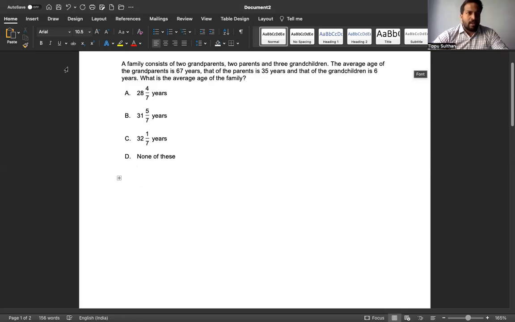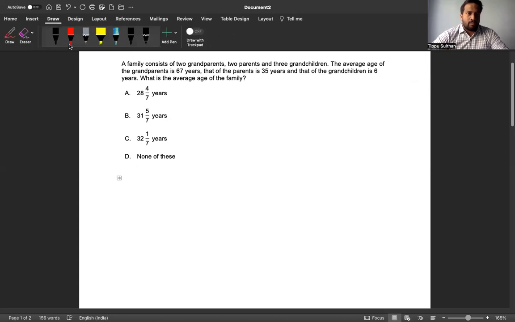Yes. So can somebody read the question for me? Oh, I'm sorry, I cannot hear you, but still I can hear it in your heart. Just read it in your mind, my dear friends. A family consists of 2 grandparents, 2 parents, 3 children, 3 grandchildren. The average age of the grandparents is 67 years. He has given all the average ages of all the members. But what I'll do is segregate them into 3 categories for your understanding, guys: grandparents, parents, and grandchildren.